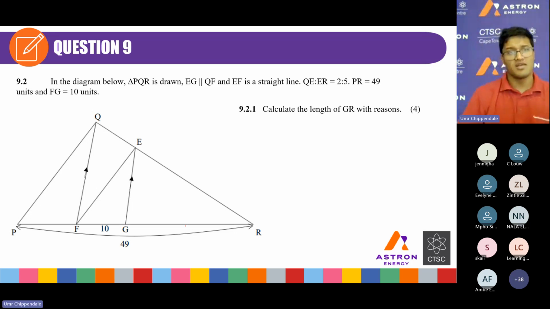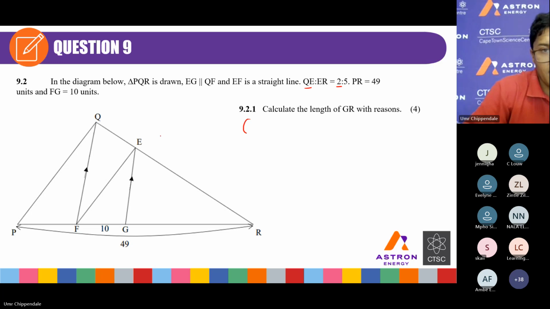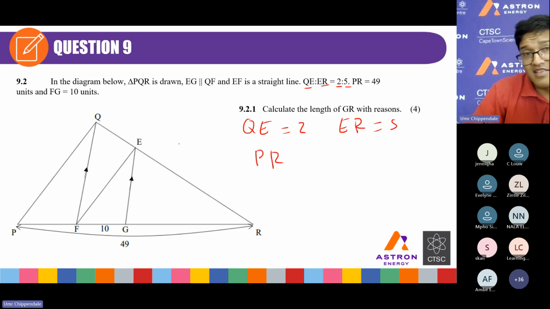For 9.2.1, we need to calculate the length of GR with reasons. It's going to be worth 4 marks. So, okay, what do we know here? QE equals 2, ER equals 5, but that's the ratios, right? PR is 49.